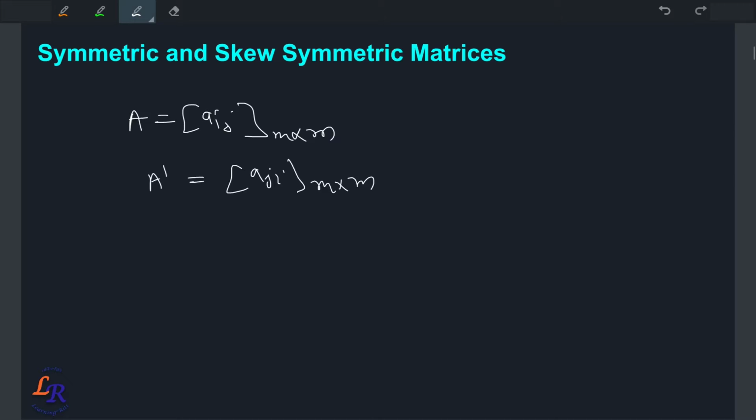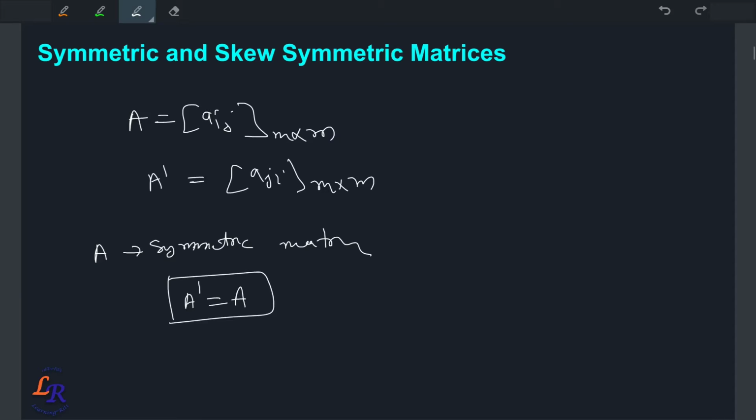This matrix A would be known as a symmetric matrix if A dash is equal to A. Then this would be known as a symmetric matrix. So it would mean that Aij is equal to Aji.